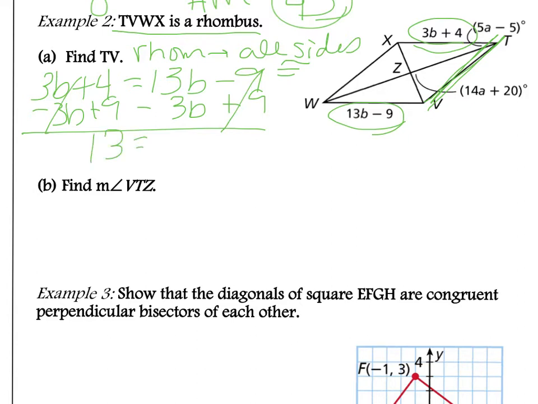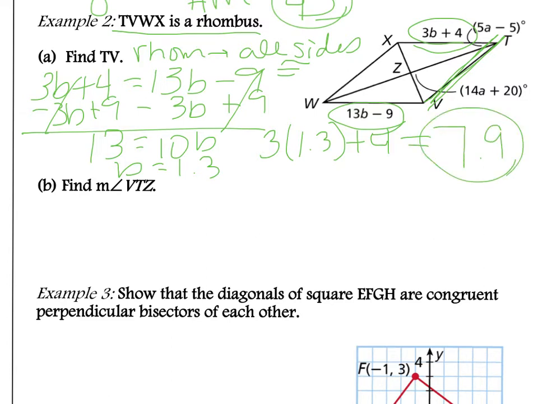So 13 would be equal to 10b. So b would be 1.3. And because I'm looking for TV and I don't have that, I can plug it in to any of the sides that I want to. So I can either plug that into 3b plus 4 or 13b minus 9. It doesn't matter. Either way, I would get 7.9. 7.9 would be the side length for TX. It would be the side length for XW. It would be the side length, excuse me, for all of the sides since it's a rhombus. Okay, why don't y'all pause here and you try to do part B with the angles.